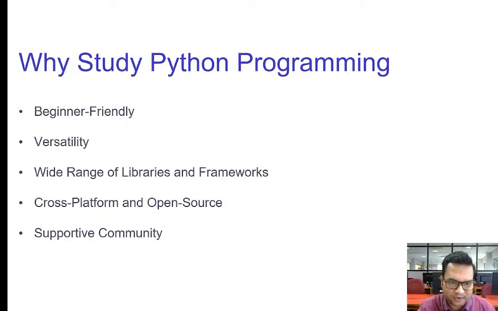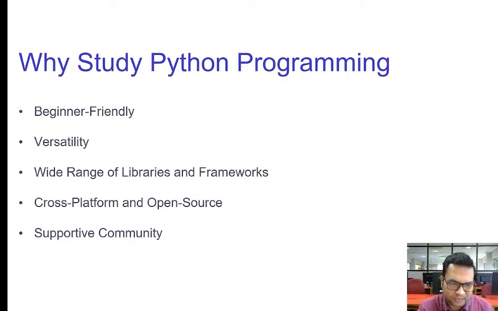Next is versatility. Using the Python programming language, we can build web applications, AI applications, data science applications, anything. This is why Python is also called a general purpose programming language. To make this possible, Python has its own wide range of libraries and frameworks.